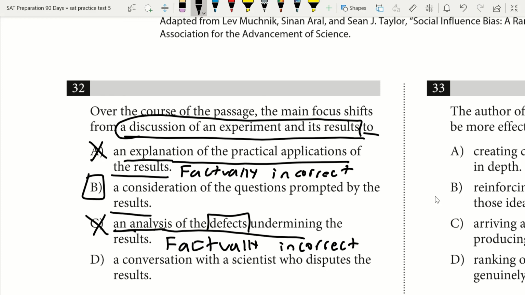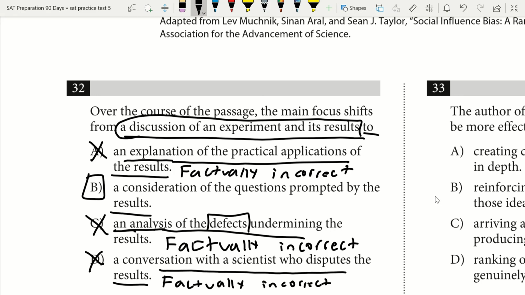D, a conversation with a scientist who disputes the results. There is no conversation with a scientist who disputes the results. Once again, it's not even in the passage, it's just factually incorrect, right? It's just not in the passage. Okay, so answer choices A, C, and D were just not even in the passage. So the answer choice there is going to be B. B is the correct answer there.